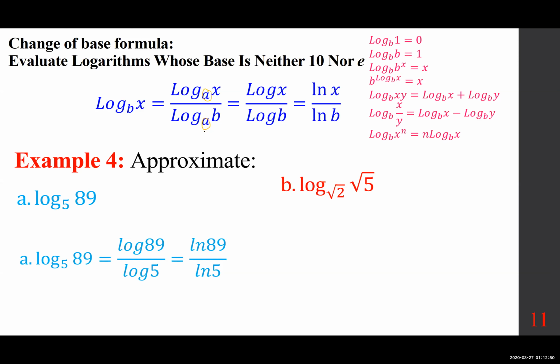Whether you use the common log or natural log, the ratio becomes identical. It's important to know, log 89 is not equal to ln 89. That's not what we are saying. We are saying the ratio is the same. And if you use a calculator with a bunch of decimals, you get to this answer. Okay? Very straightforward, I hope.